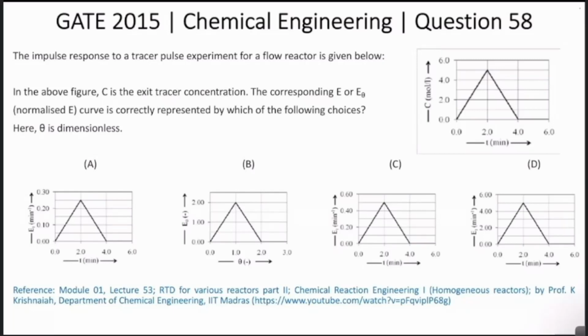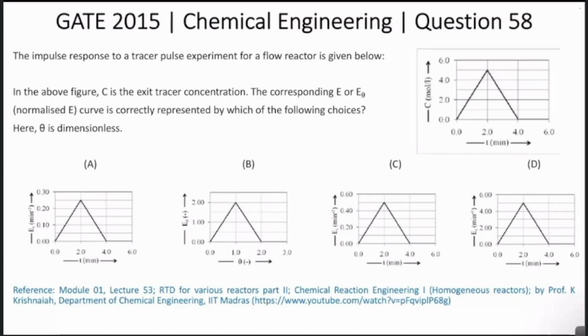choices? Here theta is dimensionless. And the four options given are as here. So this is a question from non-ideal reactors and residence time distribution, and the reference from NPTEL can be found in module 1, lecture 53, RTD for various reactors part 2, Chemical Reaction Engineering 1, Homogeneous Reactors by Professor K. Krishnaiah, Department of Chemical Engineering, IIT Madras.